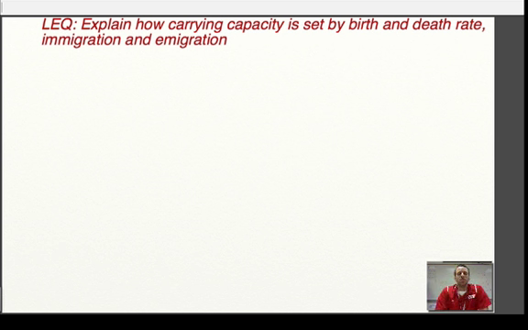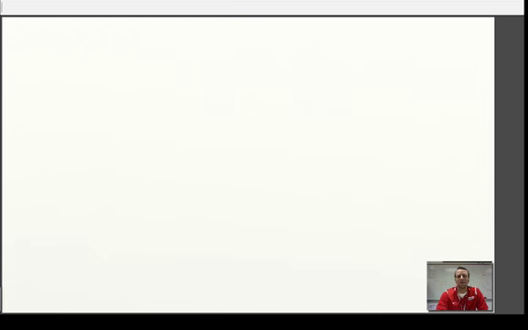Today's LAQ is explain how carrying capacity is set by birth rate and death rate and immigration and emigration. So what we're looking at today is ecosystems and changes that can affect these ecosystems based on these types of factors. First, when we talk about carrying capacity, you have to know exactly what carrying capacity is.